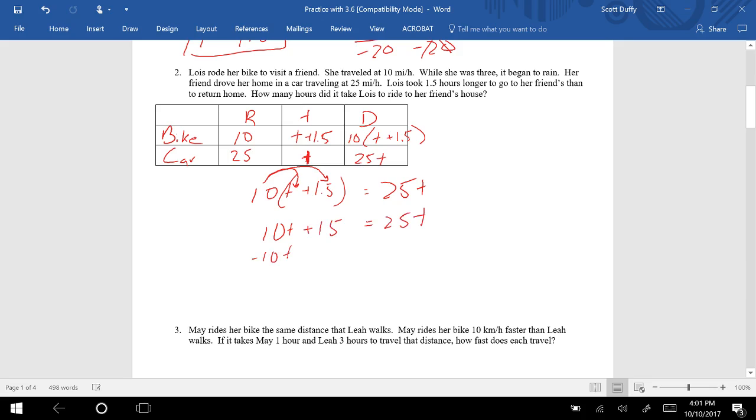Subtract 10T from both sides, so I can have all the numbers on one side and all the terms with a letter on the other. Divide by 15, the number in front of the variable. Either way, it cancels. Anything divided by itself is 1. So I get T equals 1 hour. But that's not what we were asking. How many hours did it take Lois to ride to her friend's house? Ride to her friend's house is T plus 1.5. So add 1.5 and you get 2.5 hours.